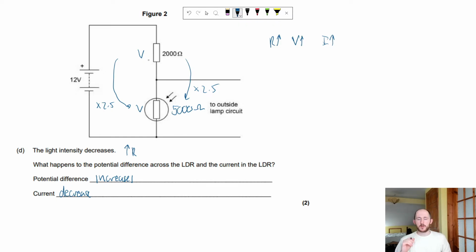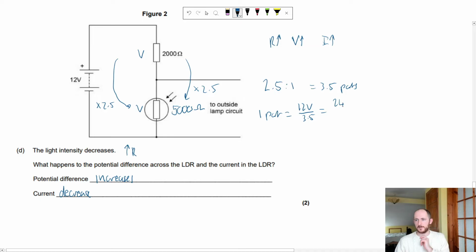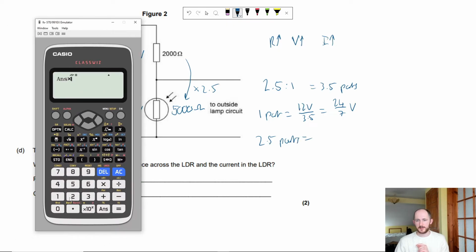Okay. So what we can do is we can basically make this a ratio. So it's 2.5 to 1. So that's 3.5 parts. So that means one part is worth 12 volts divided by 3.5. So 12 divided by 3.5 gives me 24/7, which means 2.5 parts is equal to that times 2.5, which is 60/7 volts.